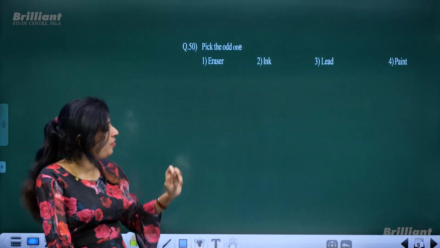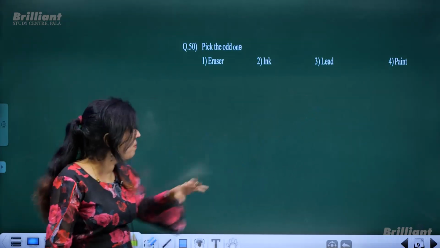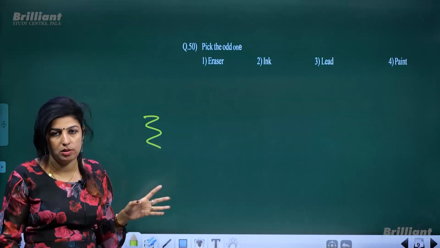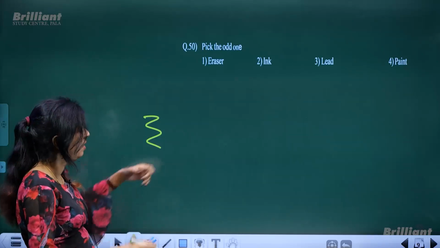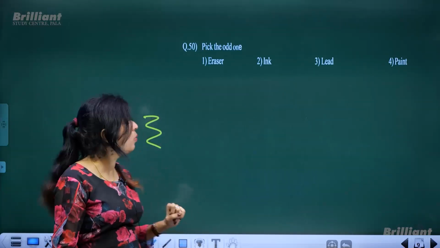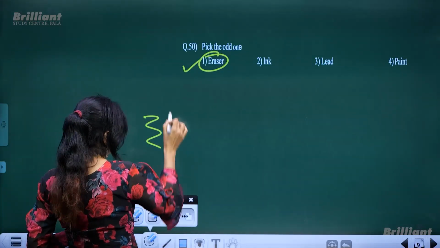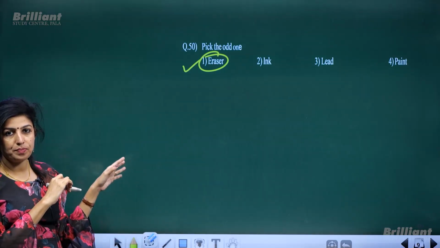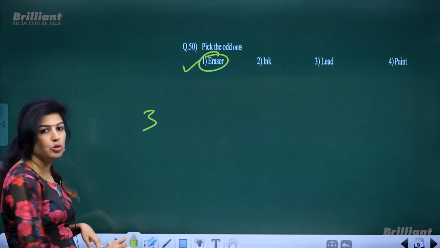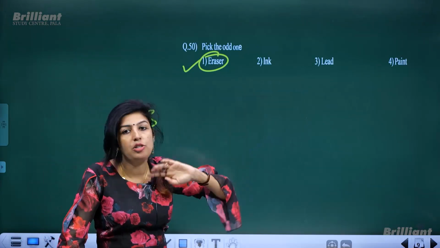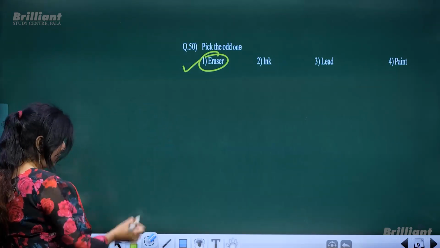It's easy, right? With ink, with lead which we use in pencil, and with paint, we make marks on the paper, we make marks on the board. So to create writing, to create marks, what we need? Ink, lead, paint. But what is the use of eraser, which is the correct answer? Eraser, you just erase it or you rub it off, just like I did right now. Eraser is used to rub, and lead, ink and paint are used to make marks. So eraser is used to erase.